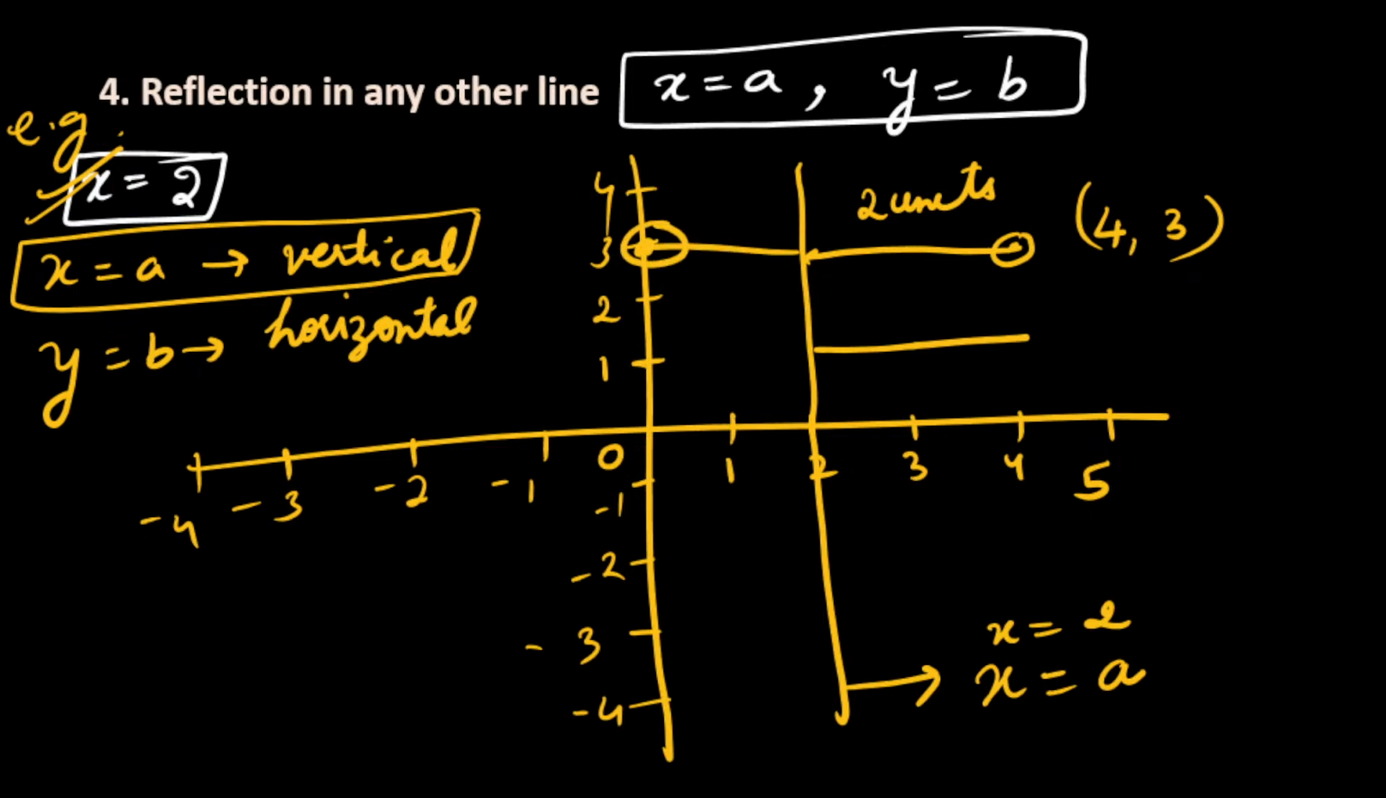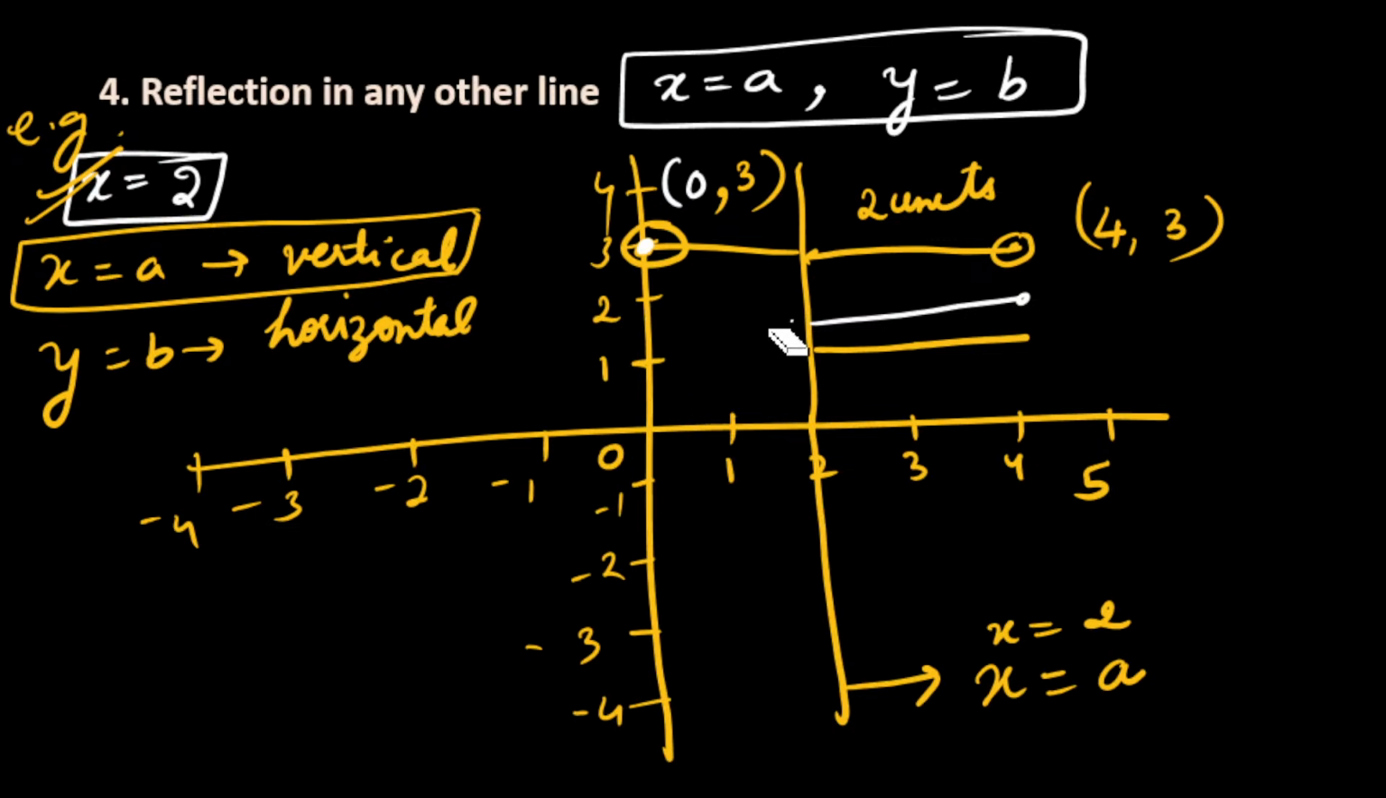At this point, the x value is 0 because it lies on the y-axis, and the y value is 3. So like this, for any other line you can check on the basis of distance. This point is at 2 units from this line, and on the other side you have to see the distance of 2 units. So it is this point.